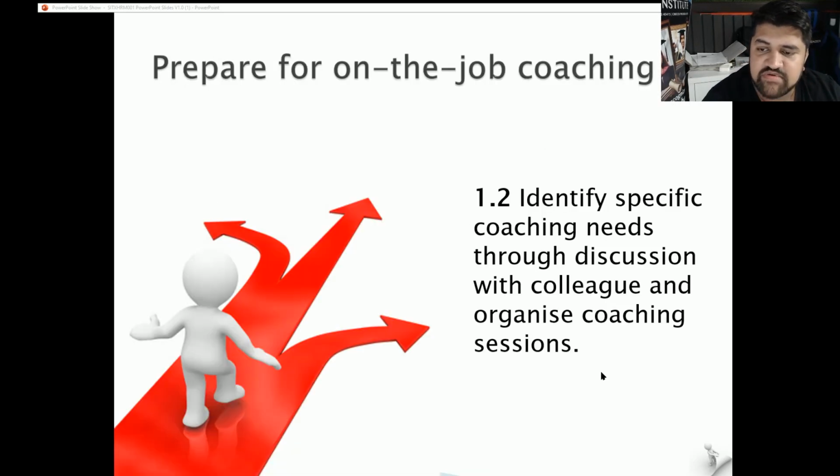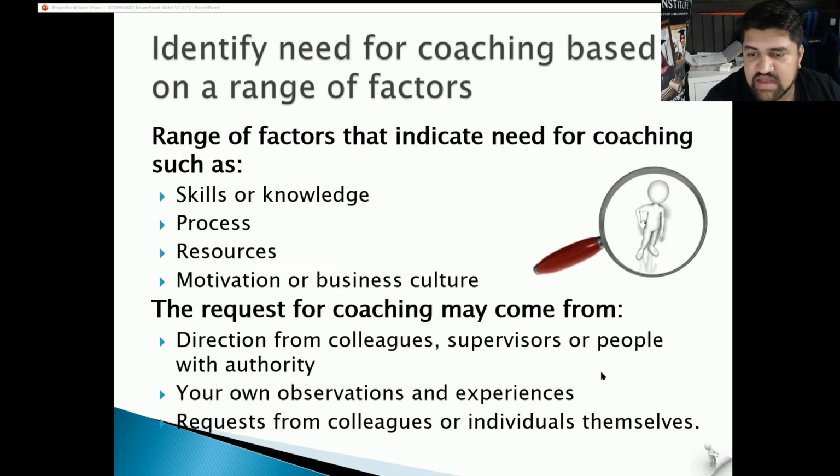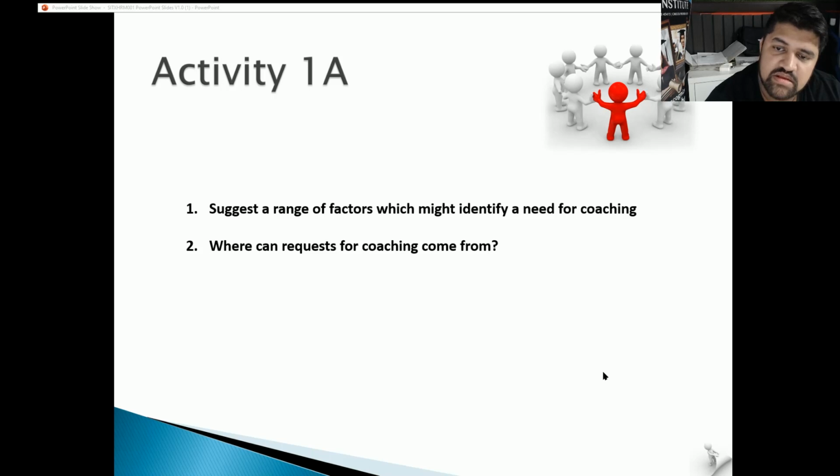Where can requests for coaching come from? They can come from colleagues, or from the individual themselves. If you have observations and you're thinking that those staff need to be trained as maybe they're not as skillful as you thought they would be, or direction from supervisors, colleagues, or people with authority within the business. Alright, so complete that activity. Once you're done, come back and resume the lecture and we can move on to the next one.